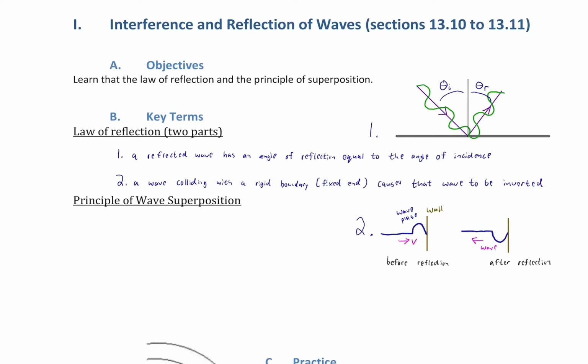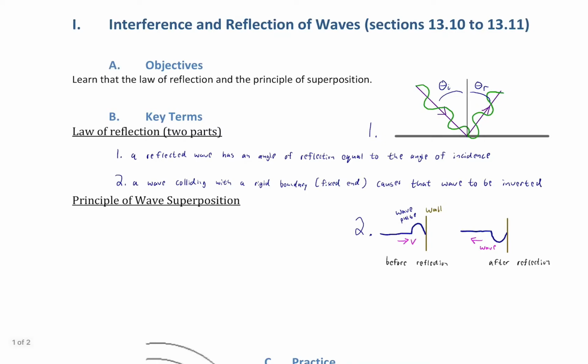After the reflection, notice what happens. The wave gets bounced back, and we're assuming no loss of energy, so it's a perfectly rigid wall of infinite mass. And as the wave gets bounced back, it gets inverted. It goes from being a crest to becoming a trough. So that's the idea. That's what happens with reflection.